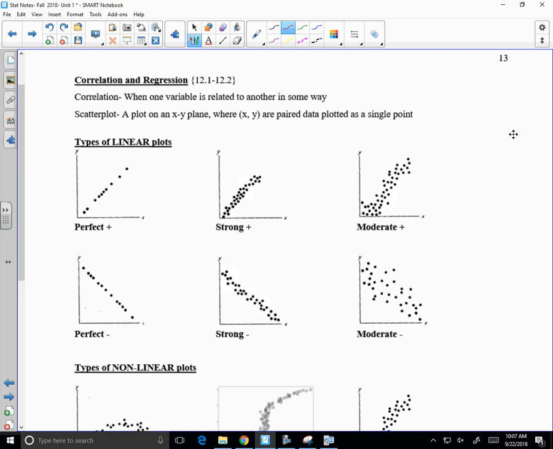The previous graphs were just analyzing a single variable. So we were looking at everything out of context, but it was just a raw set of data. It wasn't how one set of data related to another set of data.